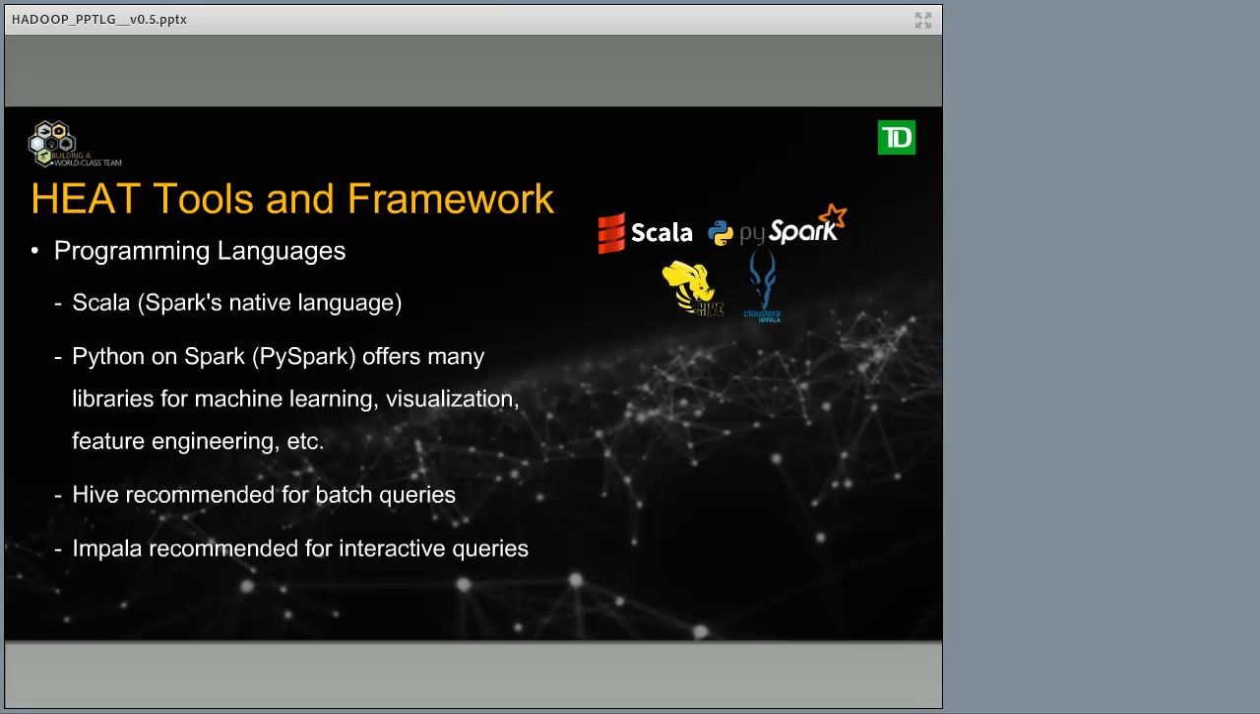HEAT supports many programming languages, including Scala, which is Spark's native language, and Python on Spark, known as PySpark, which offers many libraries for machine learning, visualization, feature engineering, and more. Hive is recommended for batch queries, and Impala is recommended for interactive queries.